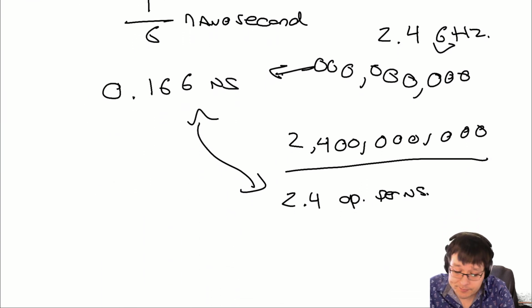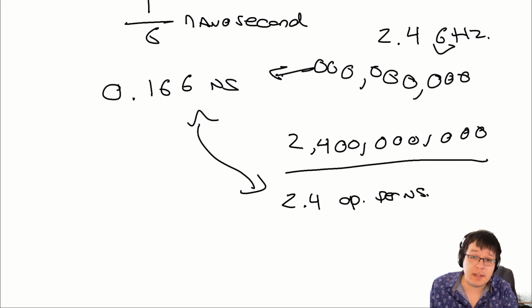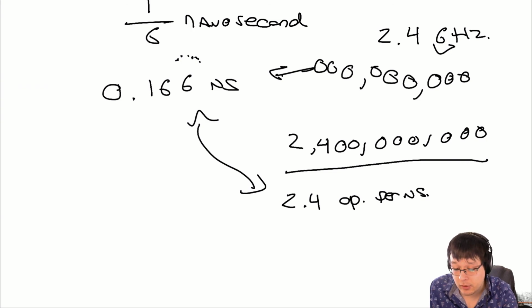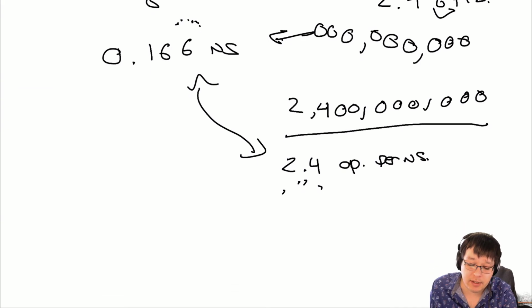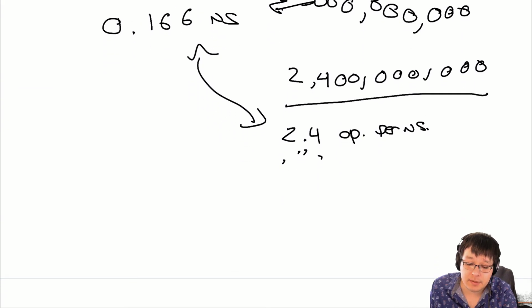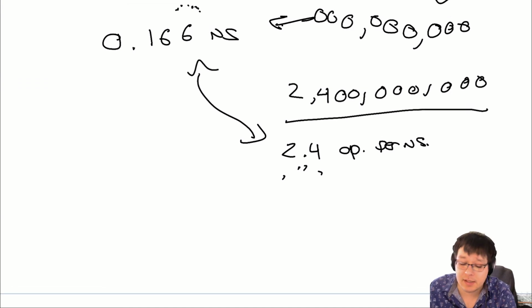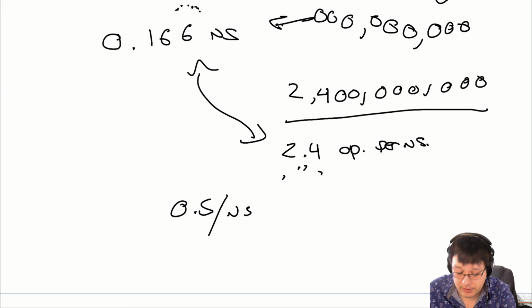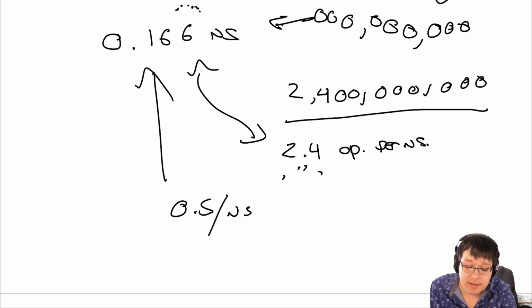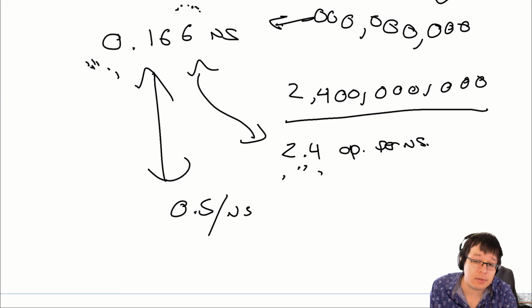So really, you got your 0.16 nanoseconds, which is the time it takes for the light to travel from my CPU to my RAM, and then suppose that you have a computer that can do 2.4 operations per nanosecond. If it can do 2.4 operations per nanosecond, what does that mean? Well, we can say about half of an operation per nanosecond, right? Again, these are very close numbers. This is to a point where it actually can slow us down.